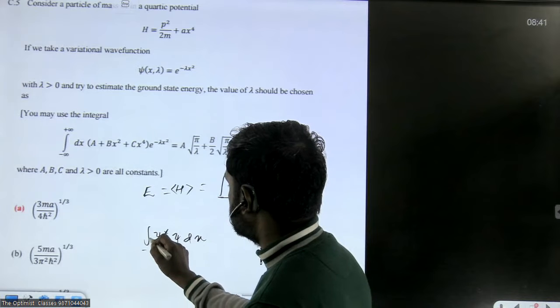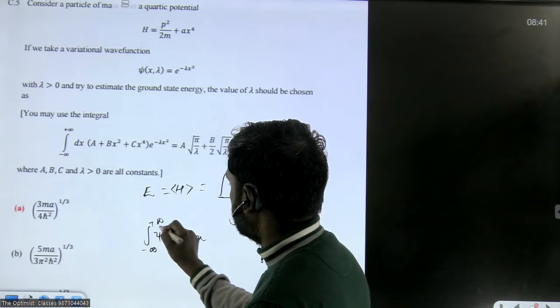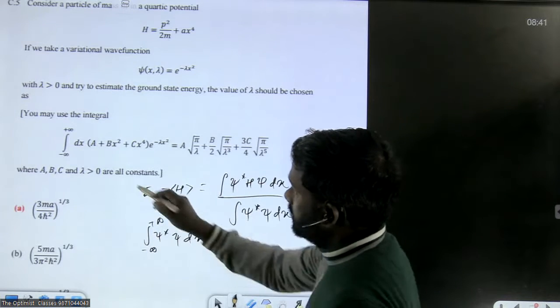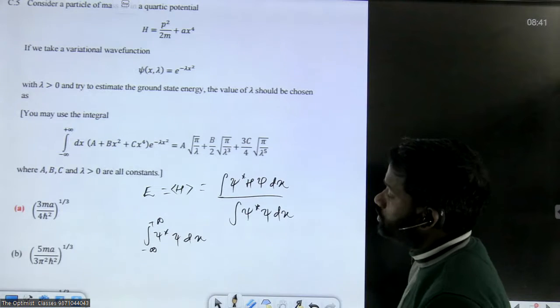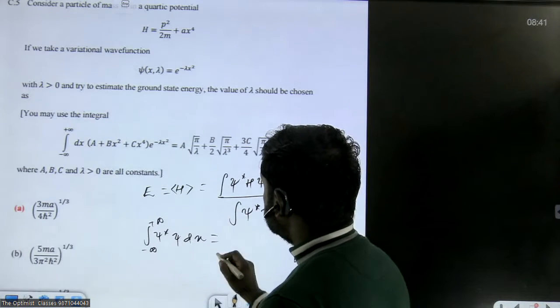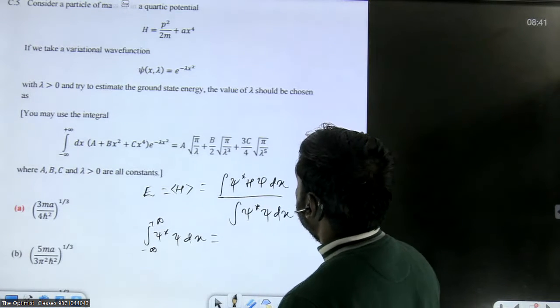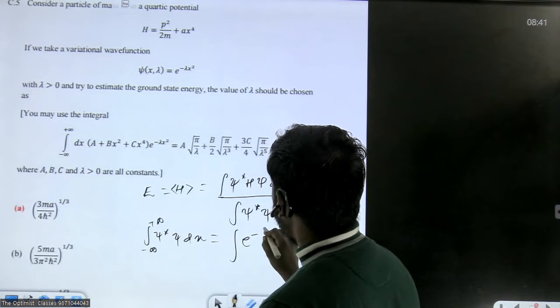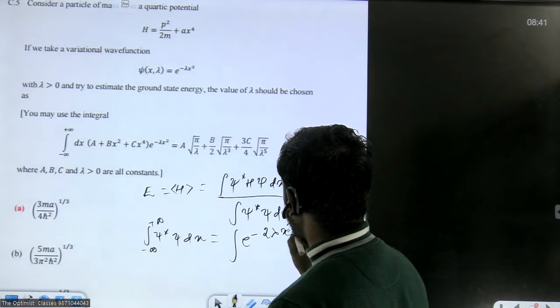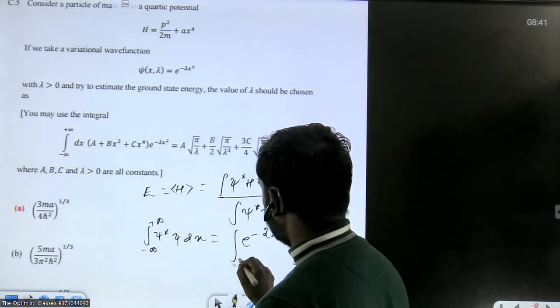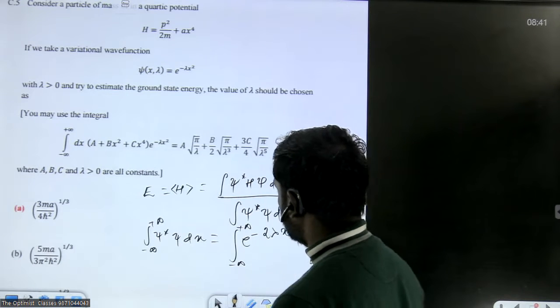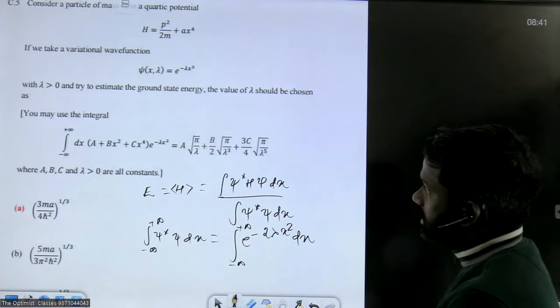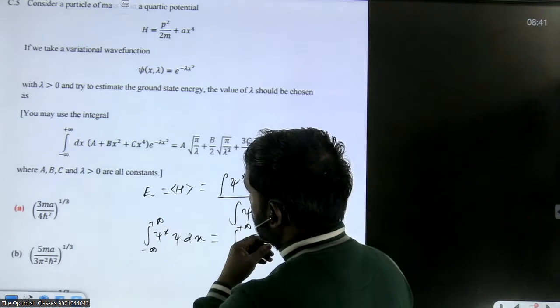This limit will be from minus infinity to plus infinity. Because here the limit is also given to be minus infinity to plus infinity, this will become basically e to the power minus 2 lambda x square dx, from minus infinity to plus infinity. Now you see this integration is given actually here.